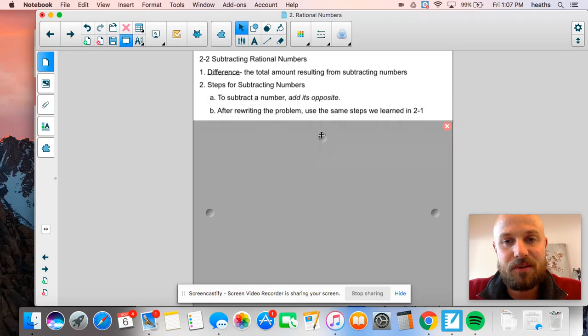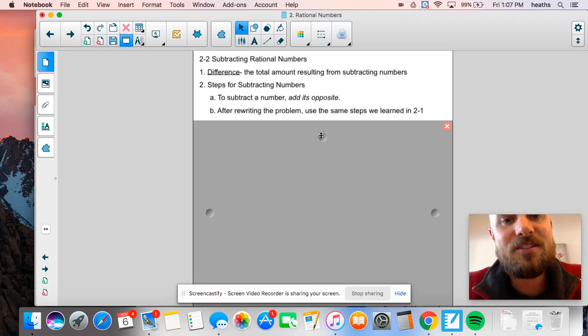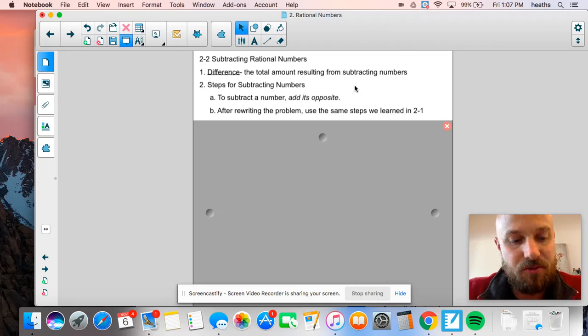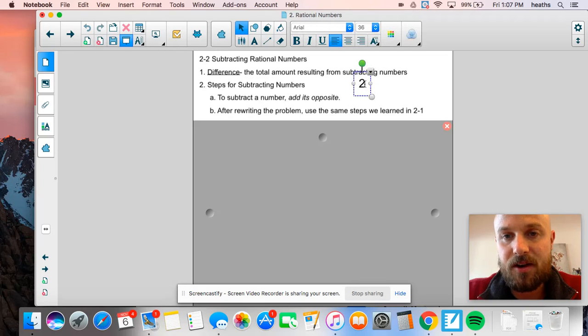I don't typically do this, but I'd rather just show you this first. So to subtract a number, when we're subtracting rational numbers, you're going to add its opposite. Okay, you're going to add its opposite. And what that does is it's going to turn it into a problem like we did when we were adding rational numbers, and then you'll follow those steps. We're going to do some examples below, but I want to just type one in up here just to give you a little bit of a heads up what I'm talking about.